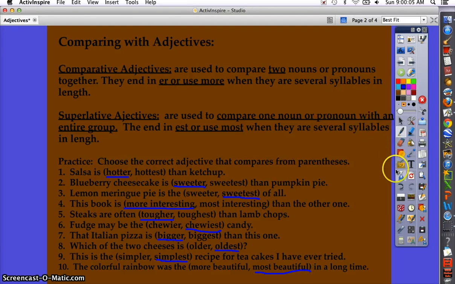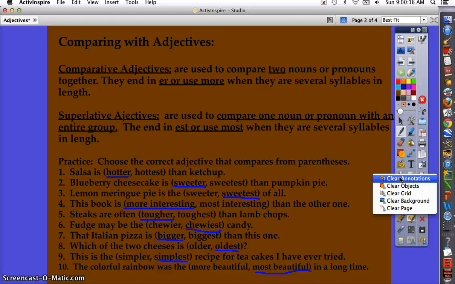So comparative adjectives can be used to compare nouns and pronouns in a sentence. Again, ER for short adjectives comparing two, more for longer adjectives comparing two, and EST for short adjectives comparing one to a whole group, most for longer adjectives comparing one to a whole group.